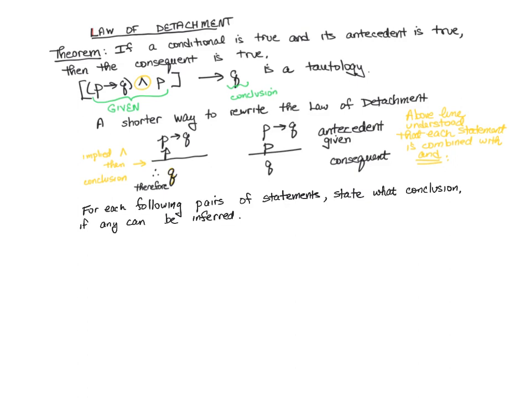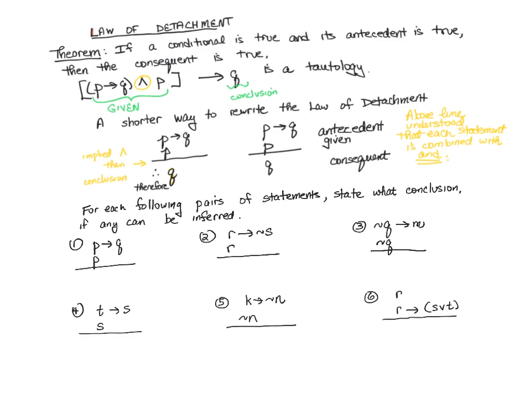Okay, so let's take a look at this problem. I'm going to put a few up. I'd like to practice the law of detachment with you. Let's take a look, say, at number 1. Well, number 1 is easy. It's just right above. We have a conditional that's true. P is true, so therefore we conclude Q.